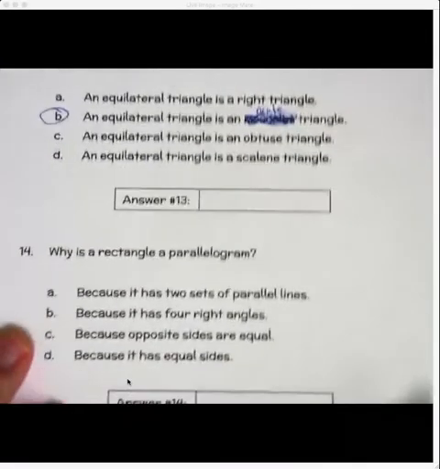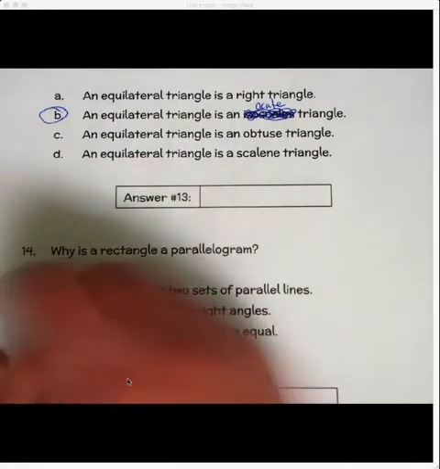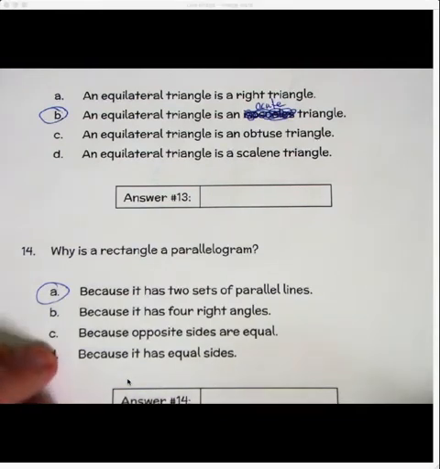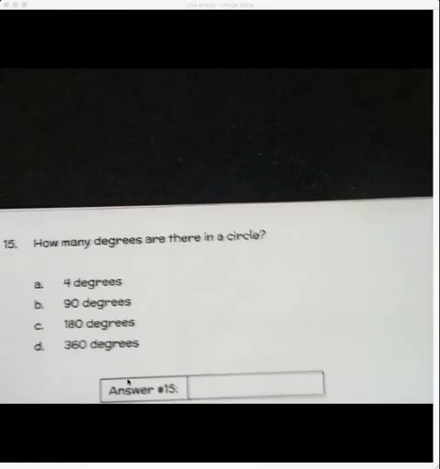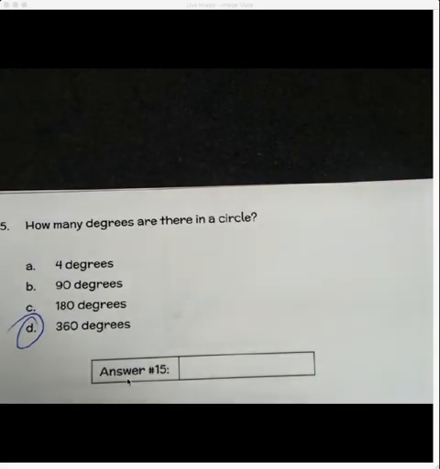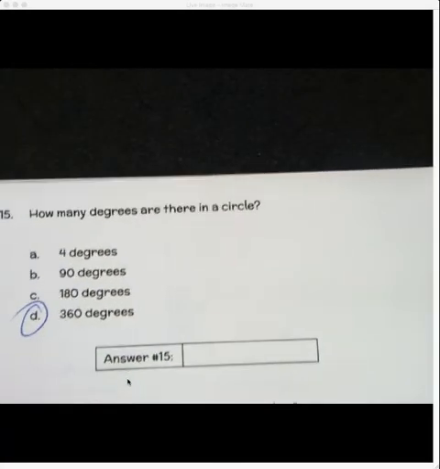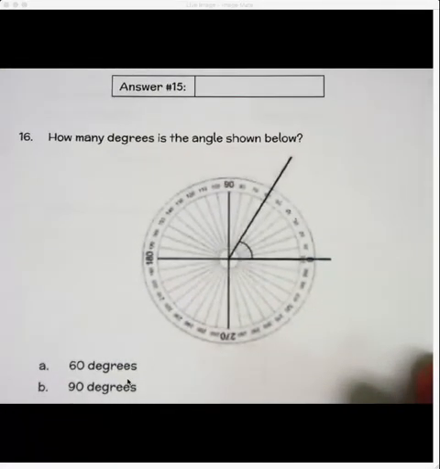Number 14. Why is a rectangle a parallelogram? Remember, parallelograms have parallel sides, right? It has two sets of parallel lines. Okay. 15. How many degrees are there in a circle? Hopefully you remember there's 360 degrees in a circle. 4 90-degree angles.